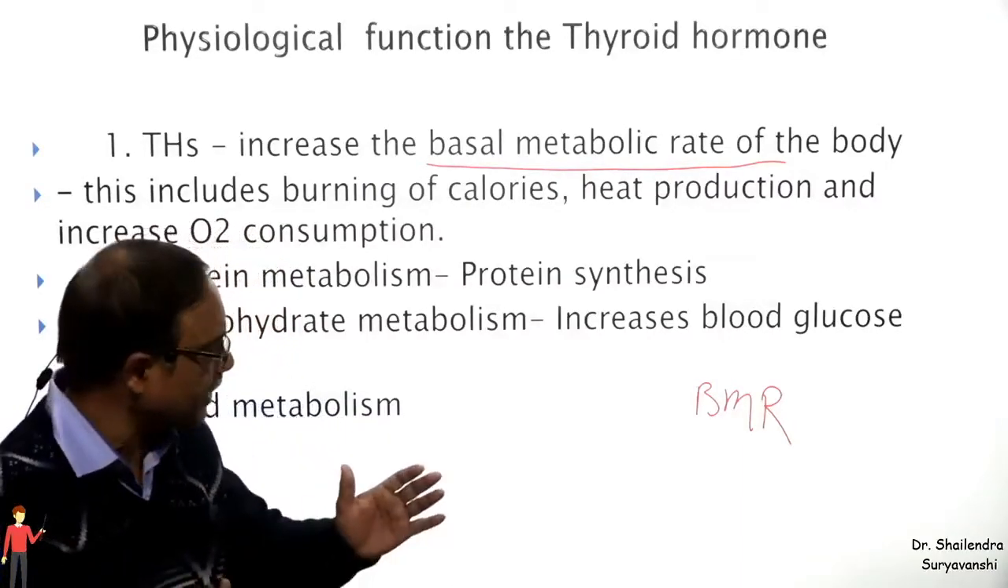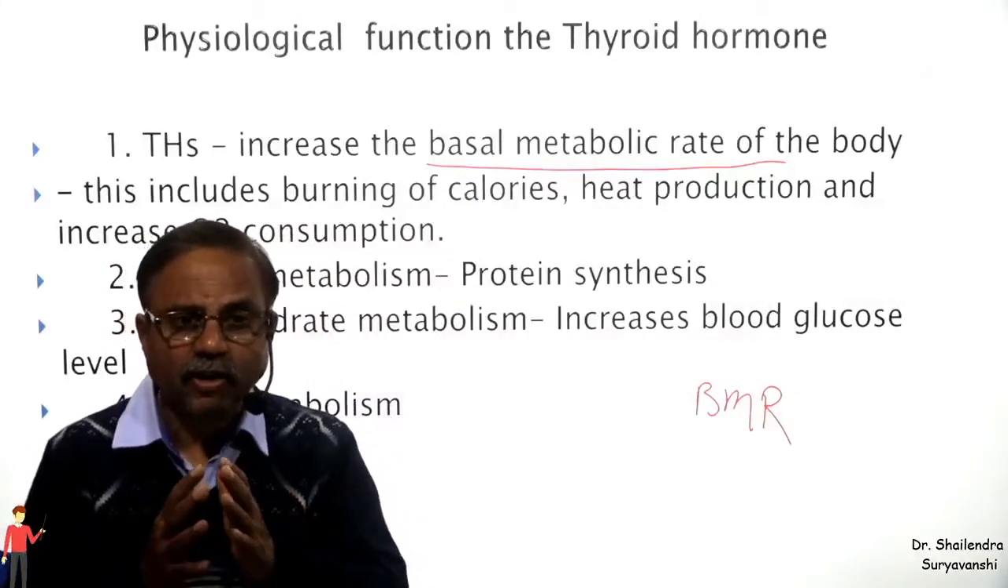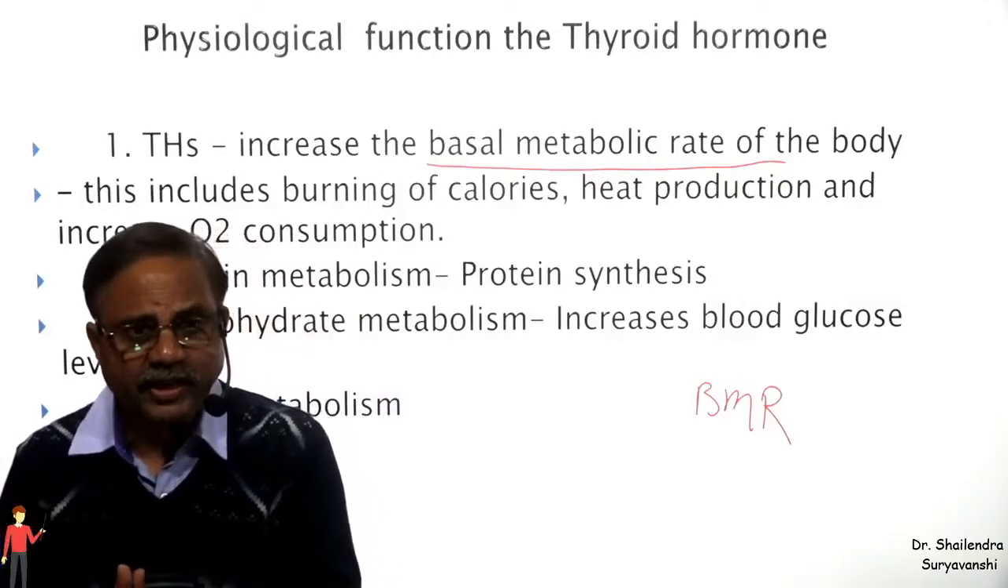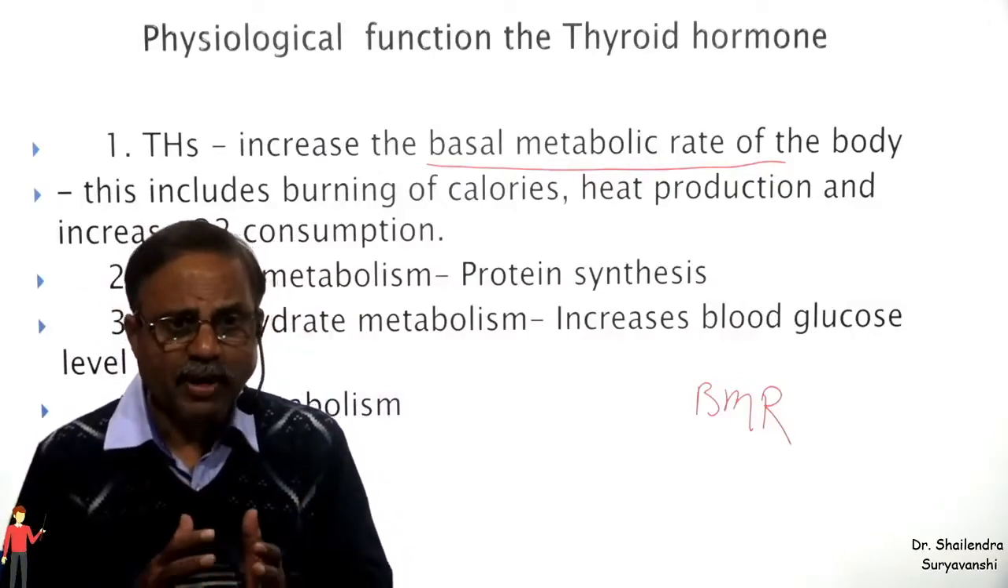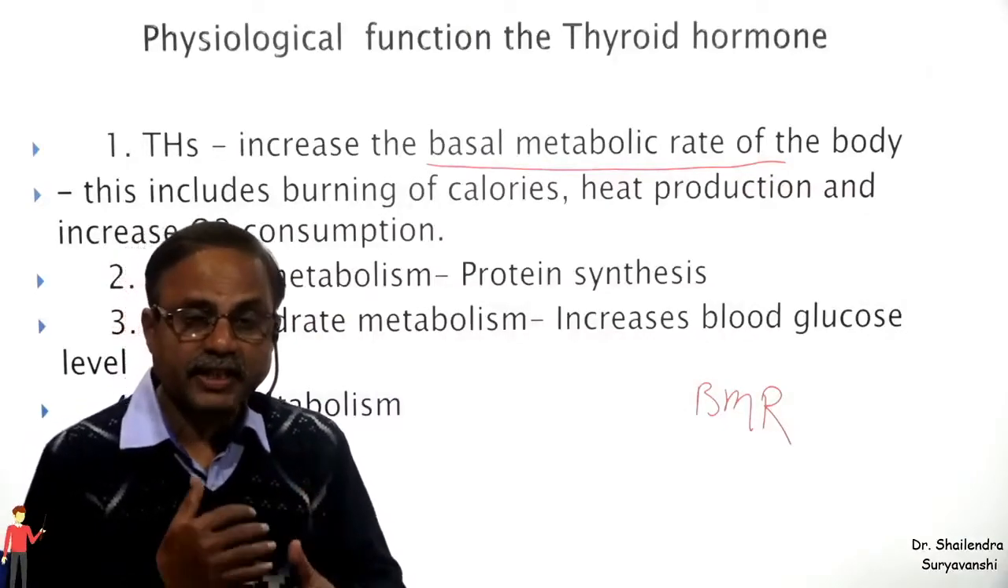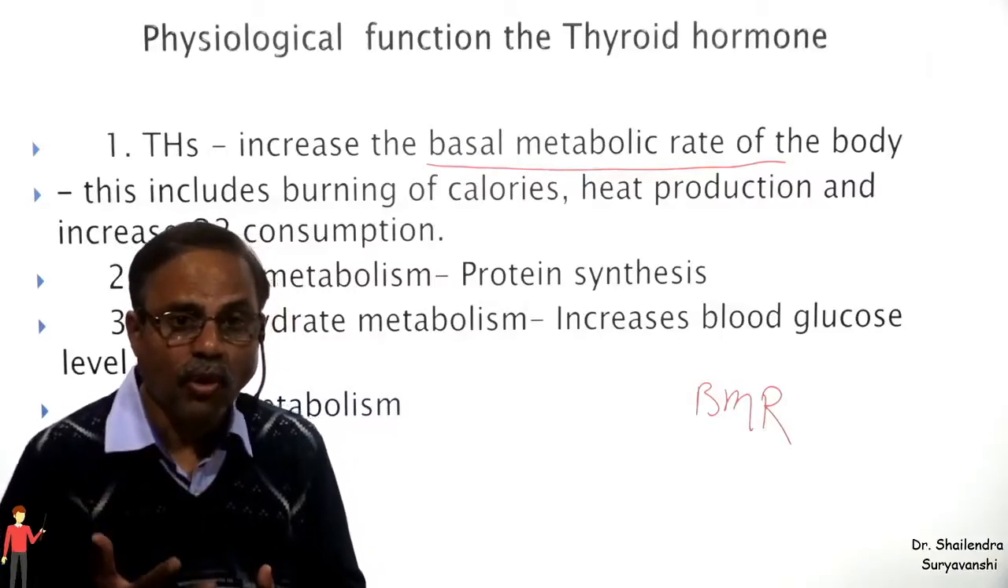So that is regulated; the thyroid maintains that basal metabolic rate. When less thyroid hormone is secreted, all the cells will have decreased activity and the metabolic rate, the BMR, will go down. And when it is excessively secreted, the BMR, the basal metabolic rate, will go up.